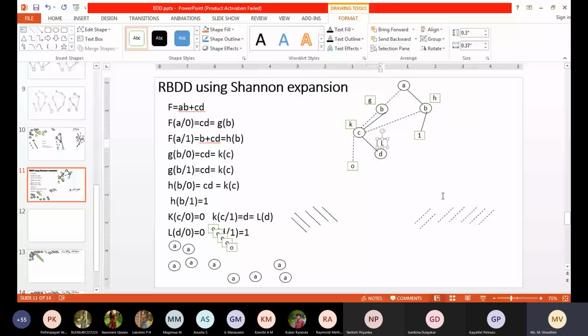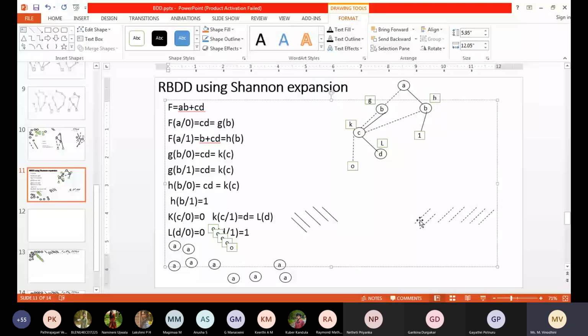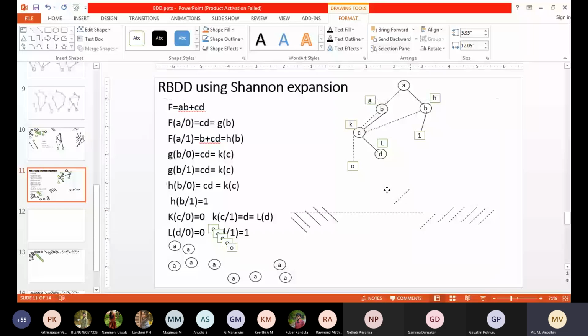Then this D, when it is 0, it is going to 0. And when it is 1, it is going to 1. So that's all we have drawn now.